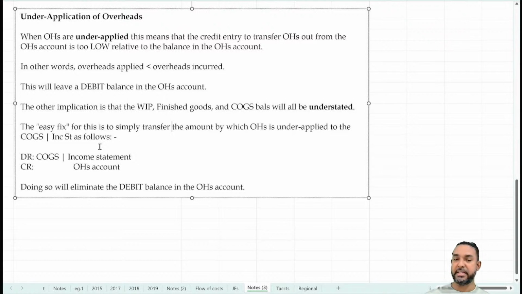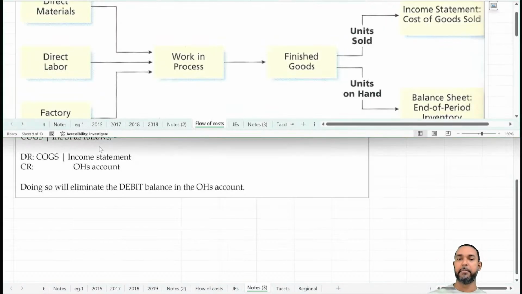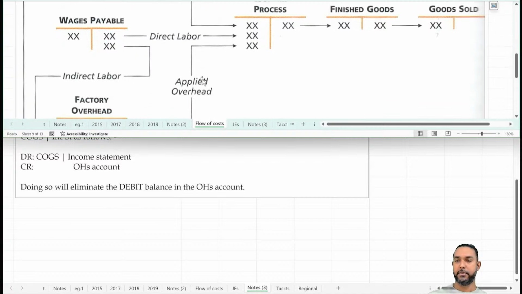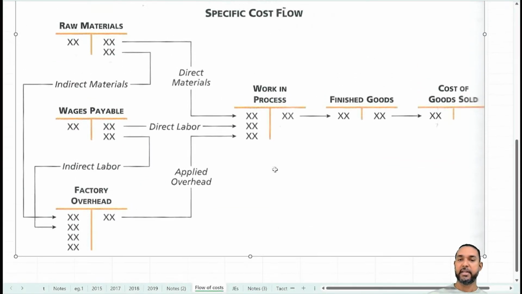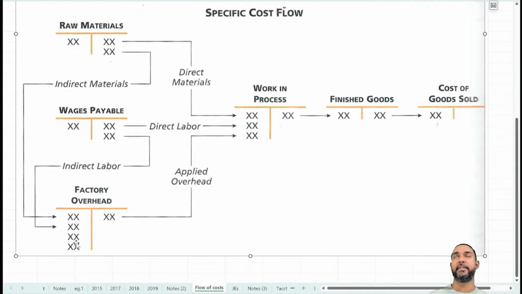Once again, the more correct treatment is to actually figure out how much of the overheads that are under applied should go to each of the three accounts. Now, that could be a very cumbersome, time and labor intensive process that mightn't be cost effective, depending on how much the under applied balance is. So because it's not going to be cost effective to try to trace all of those to each of those accounts, we just send it to cost of goods sold and call it George.